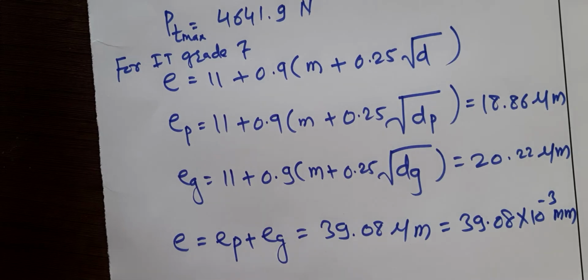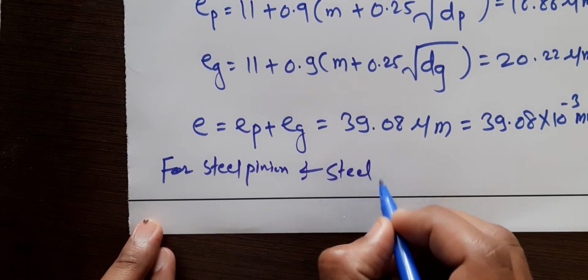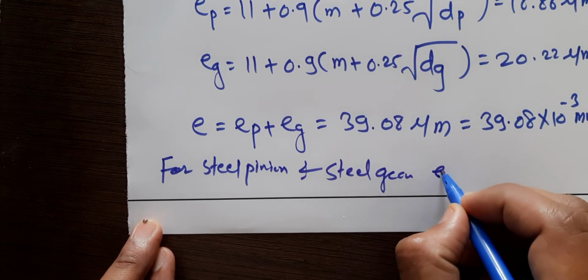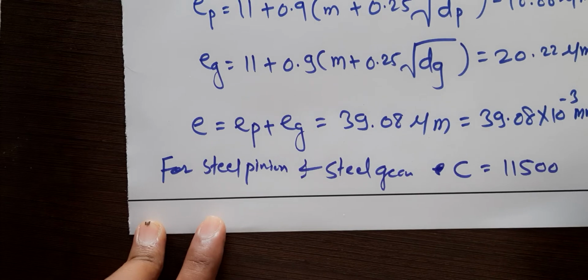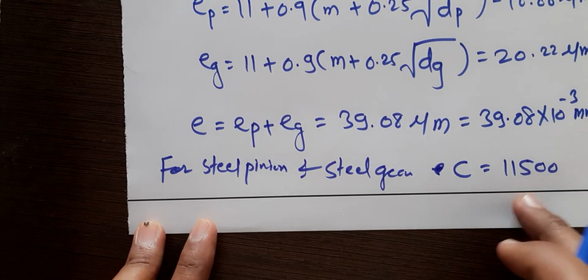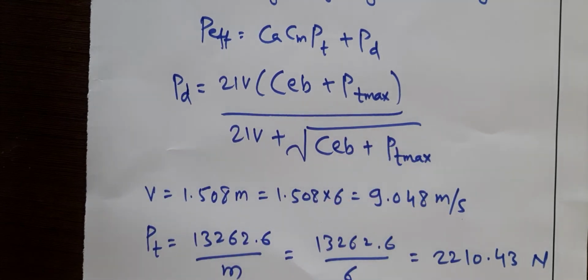Capital C for steel gear and steel pinion is given as 11,500. So for steel pinion and steel gear, C is given as 11,500. If you substitute all these values in the formula of PD, you will get PD.